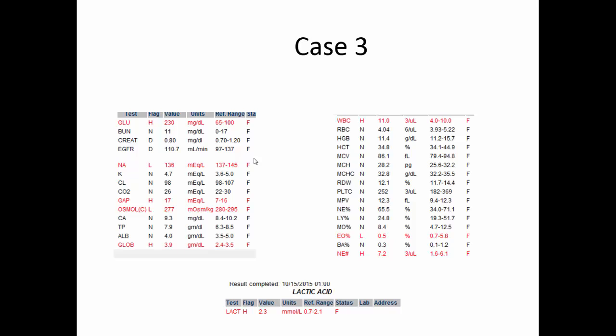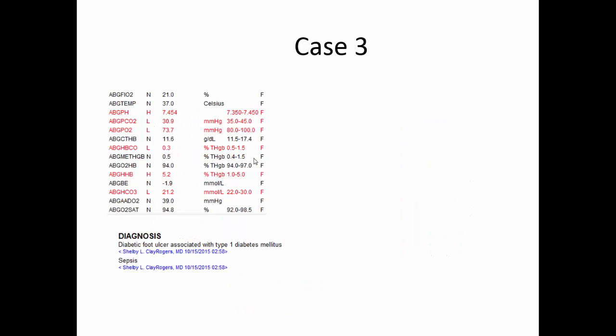Here are the labs. So kidney function looks pretty good. Liver functions okay. White count elevated. Lactate slightly elevated. And then on blood gas, patient's pH is 7.4. CO2 is low though, at 31. So this is a patient with obviously diabetes and a foot ulcer and cellulitis.